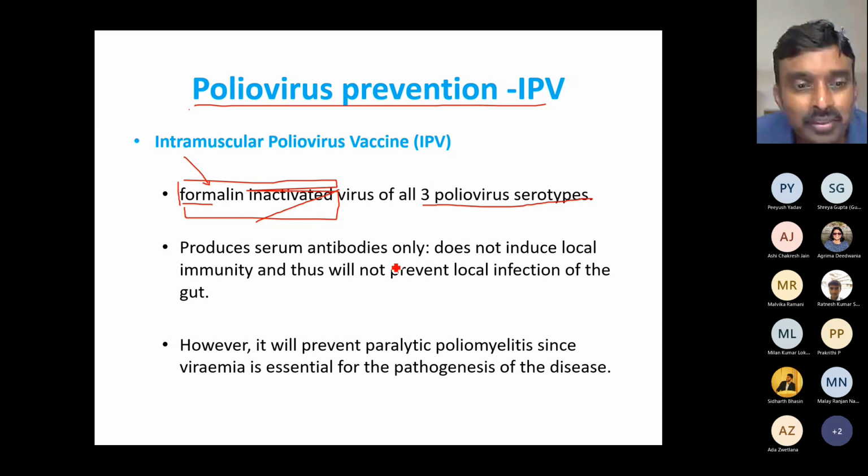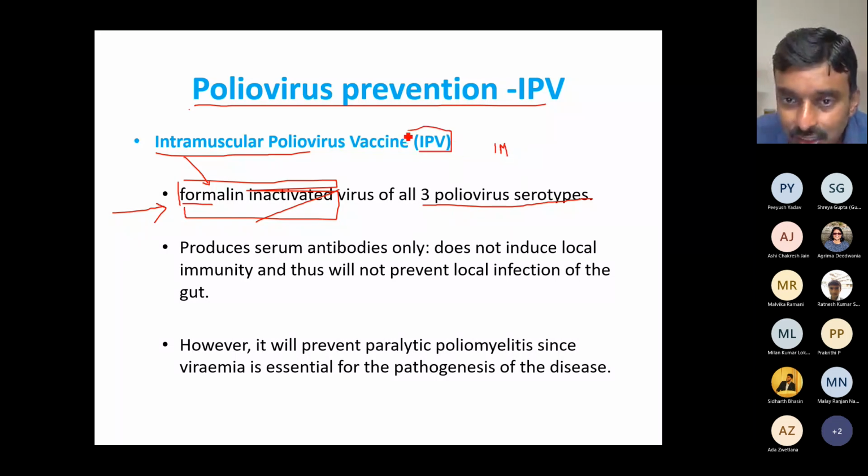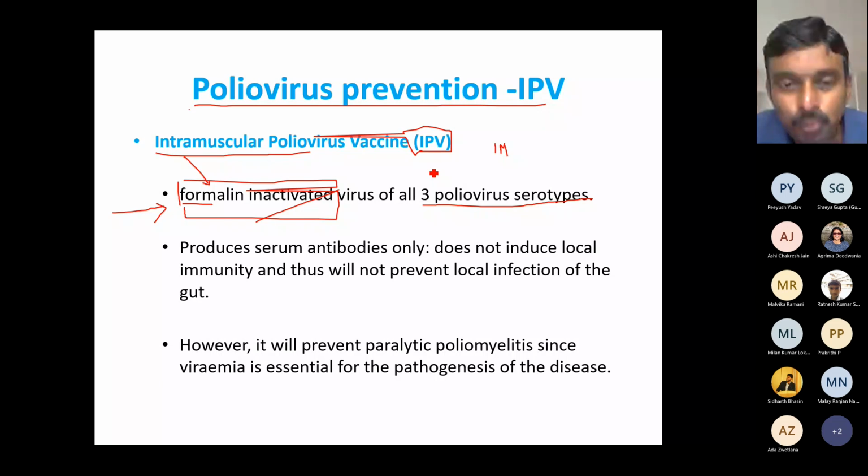Now, what happens when you inject? This is called an intramuscular or injectable poliovirus vaccine, or IPV. This was the first vaccine that came out for poliovirus, and it was a very important step in those days because people who were vaccinated did not get major illness. They were protected against the major illness.